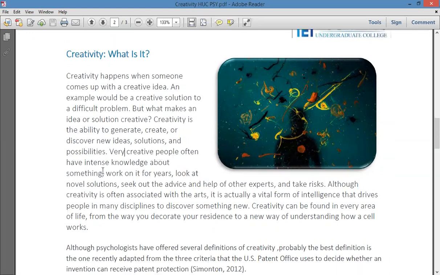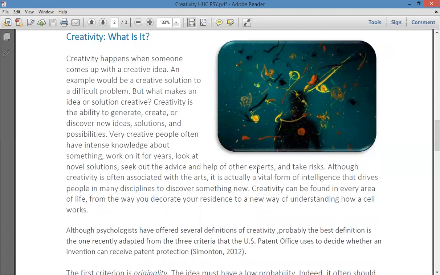Very creative people often have intense knowledge about something, work on it for years, look at novel solutions, seek out the advice and help of other experts, and take risks. You have to understand that the most creative people are the people who take risks. Taking a risk is not possible for everyone; most people don't do it. Taking a risk means relying on yourself, and by relying on yourself, the outcome is that you will end up being a creative person.